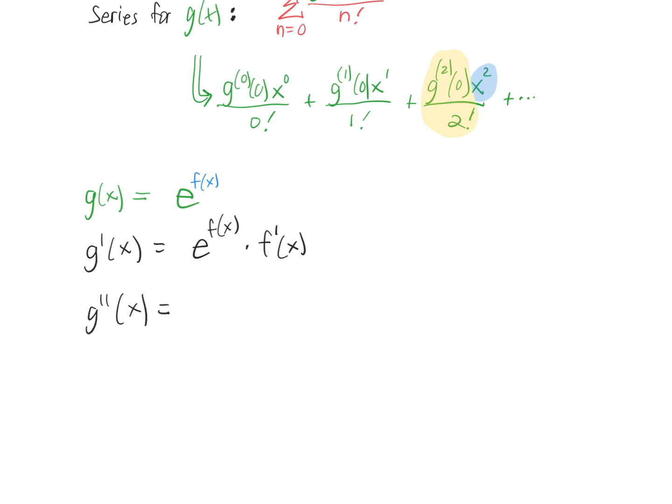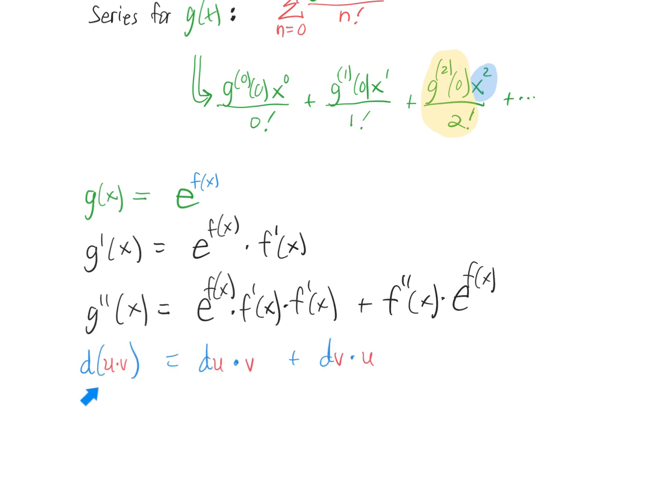So the derivative of e to the f of x, which is e to the f of x times f prime of x, multiplied by the second function, plus the derivative of the second function times the first function. That is the product rule.